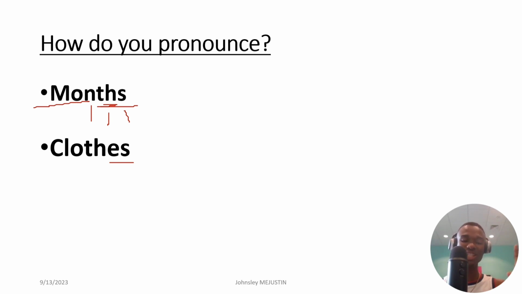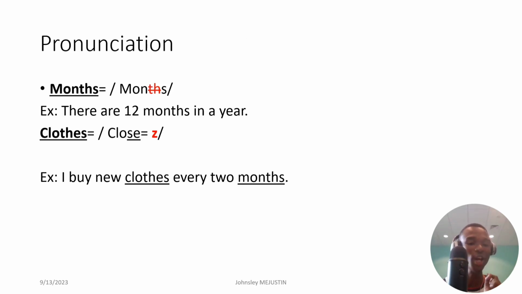Clothes. You see, a lot of people have a hard time. They have difficulty pronouncing these words. Let's look at how you can pronounce these words without difficulty. So, this word, don't worry about the th. Say months. You see? Let's go. Months. Pretend that the th was not there. There are 12 months in a year.